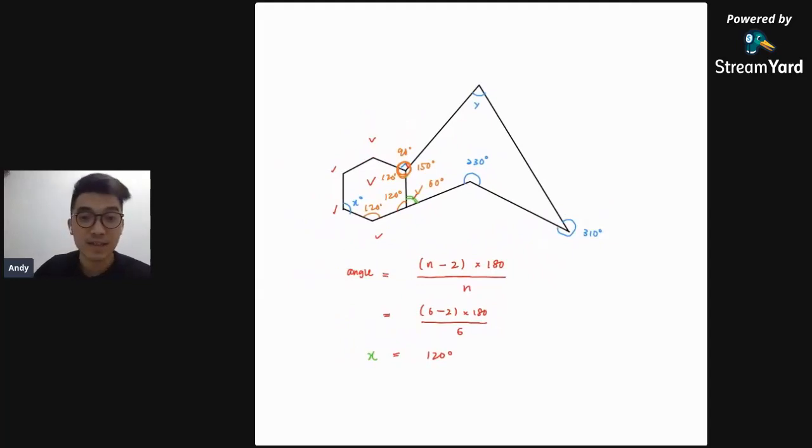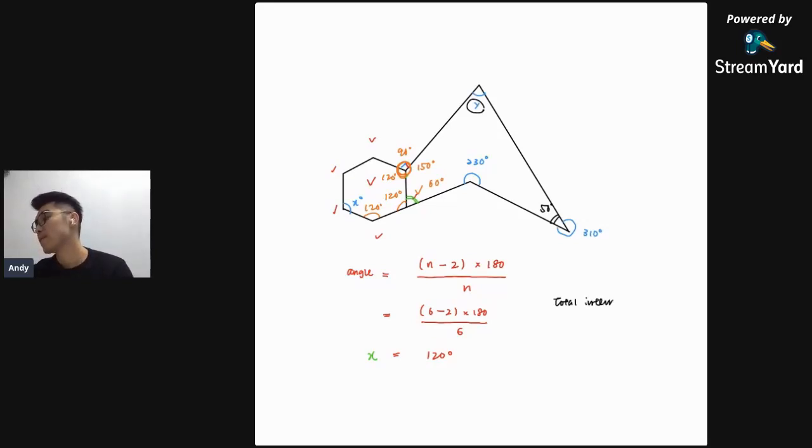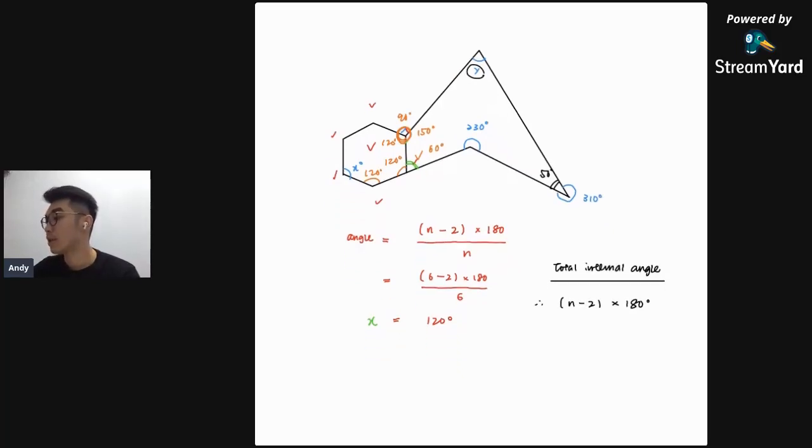So how do we actually solve it? This one, we also need to find this. This is 50. So to find y is very simple. You just have to minus off all the found angles from the total angles that is supposed to be within the polygon. So how do we find the total angle again? Total internal angle will be n minus 2 times 180, which is what we know.